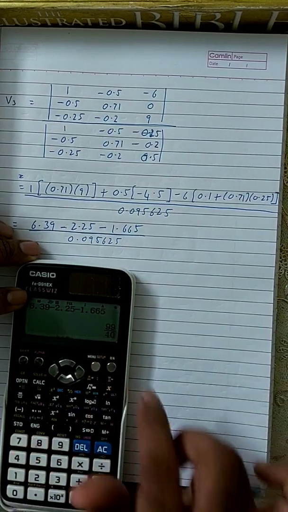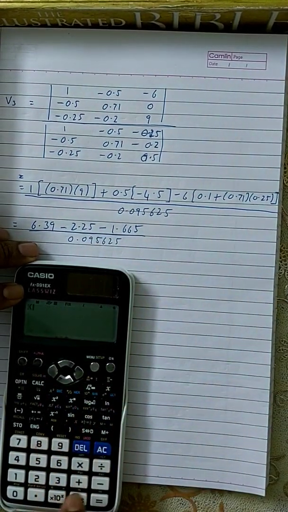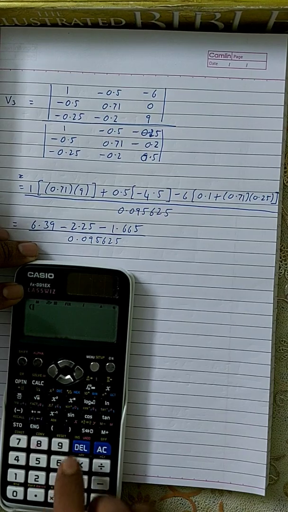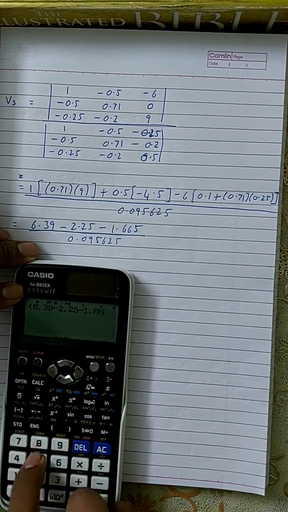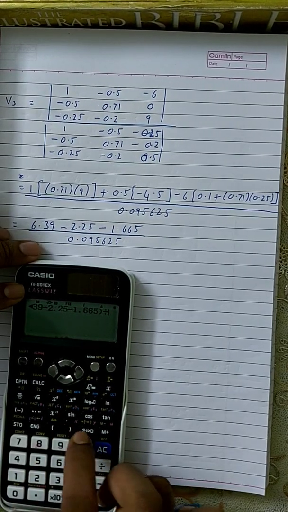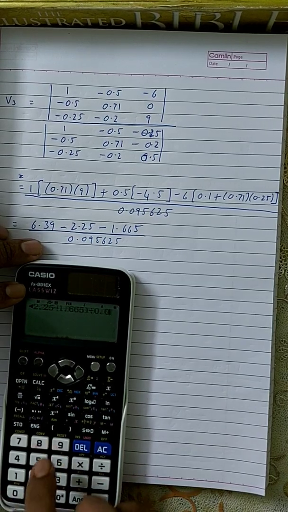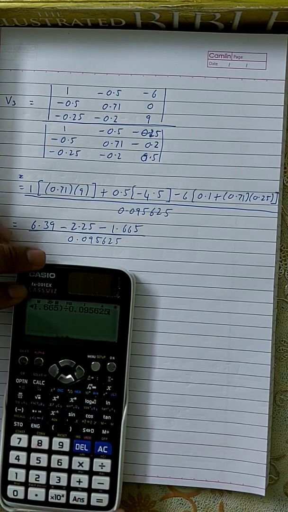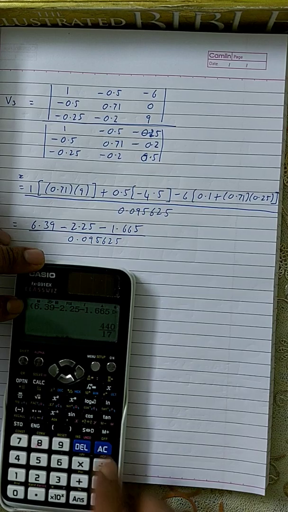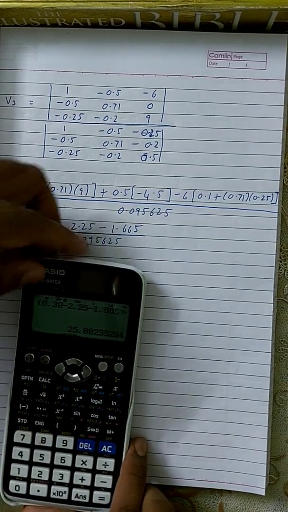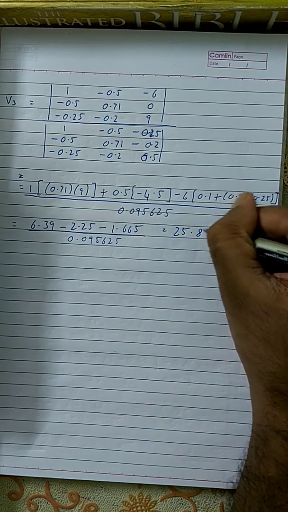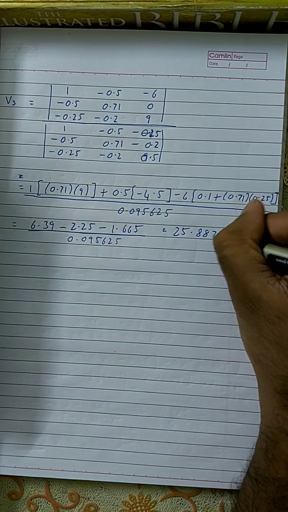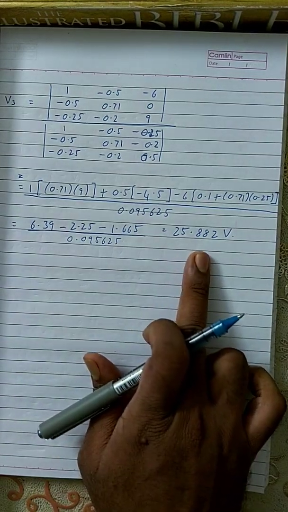Now this is the numerator, right? I need to find the whole answer. So it will be bracket 6.39 minus 2.25 minus 1.665, divided by 0.095625, and you will get 25.8823 volt. This is the answer for V3.